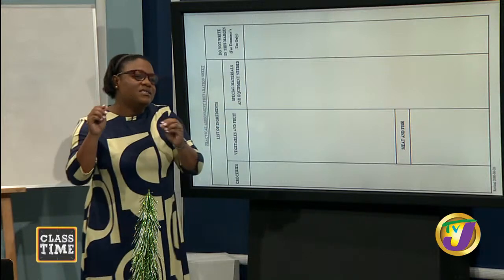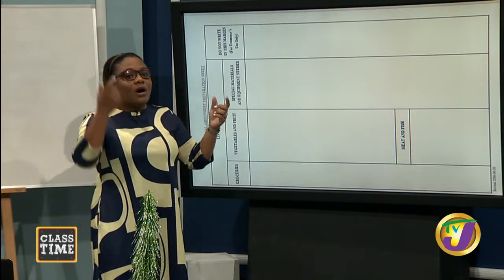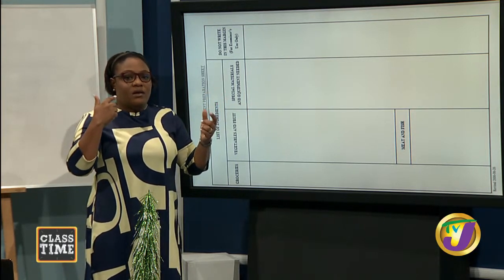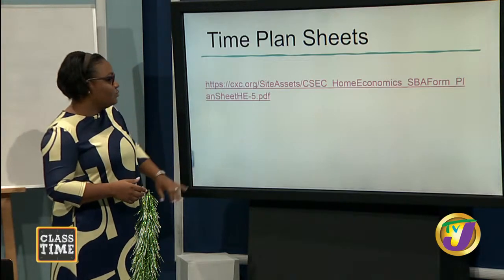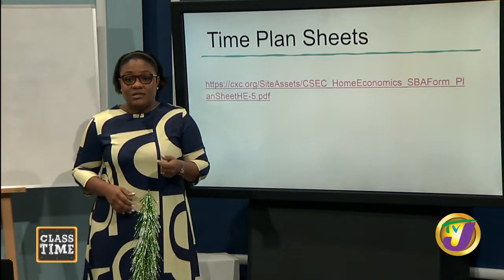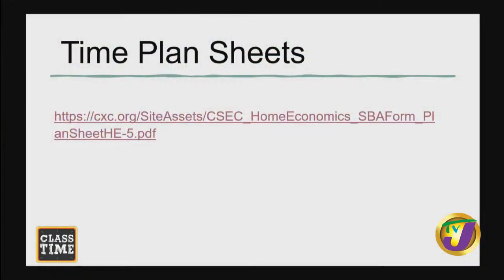And it doesn't necessarily mean that you are going to purchase it, but it shows that you understand your skill and what you'll be using to achieve the task that has been given to you. And your time plan sheets, it is online. You can go to CSEC.org. It's the website here. And on it, you'll see site assets, other stuff. And you just click, you'll see the SBA form, plan sheets, HE5, and it's PDF. And you can always YouTube how to convert a PDF to a Word document. And you can just type in it.